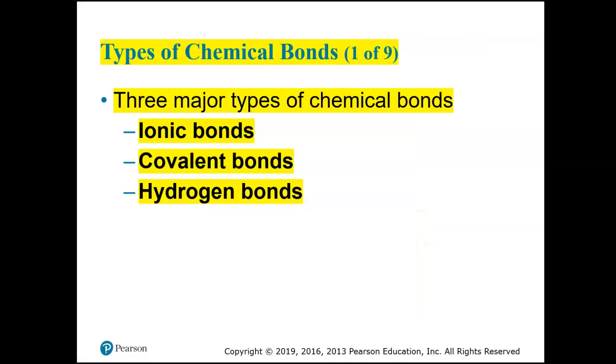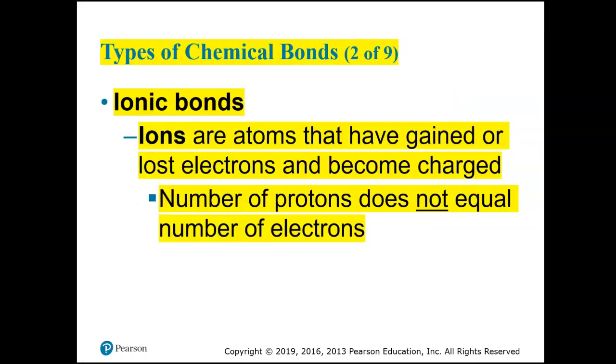So there are 3 major types of chemical bonds: ionic, covalent, and hydrogen. Ionic bonds form from ions that have opposite charges because opposites attract. So ions are atoms that have gained or lost electrons, and when they do that, they take on a charge. So if an atom gains electrons, it's going to take on a negative charge. If it loses electrons, it's going to take on a positive charge because it will have more positive protons than it does negative electrons. So gaining electrons will make a negative ion, and losing electrons will result in a positively charged ion.